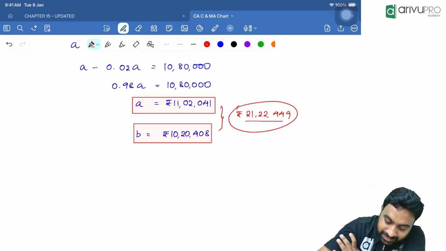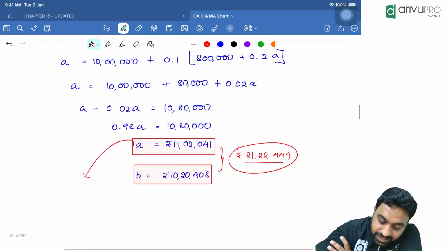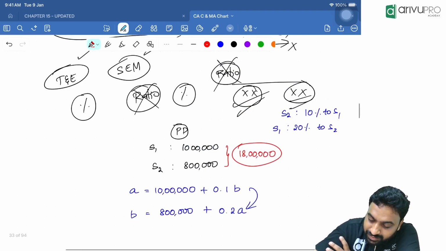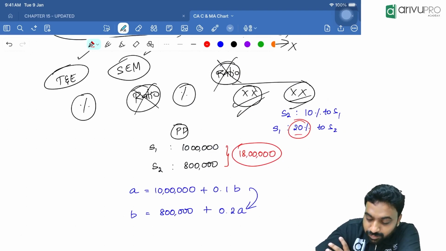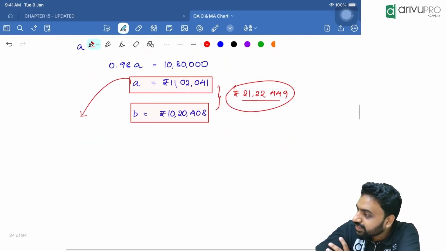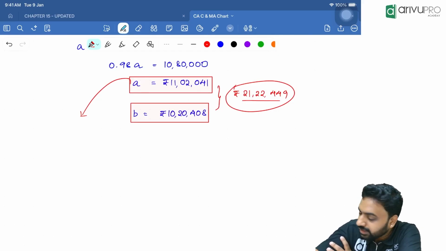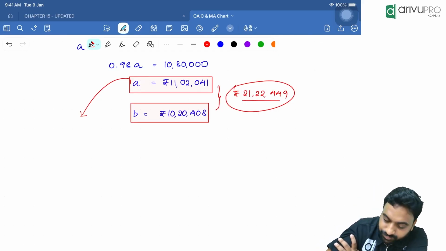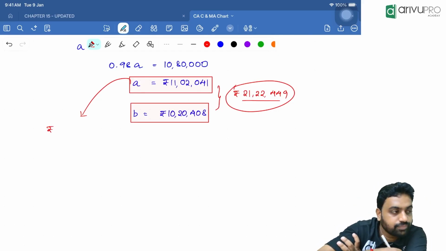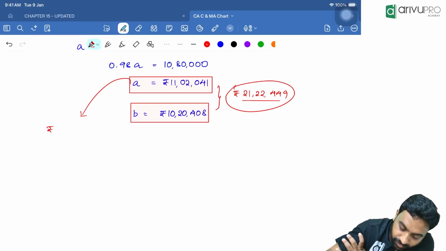What do you mean by that, sir? A, that is S1, is providing 20% to S2, no? That means only 80% of this should get distributed to the production department. How much will be the 80% of this? 8,81,000.